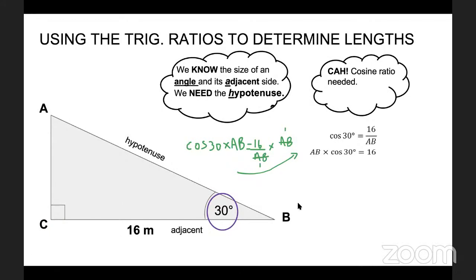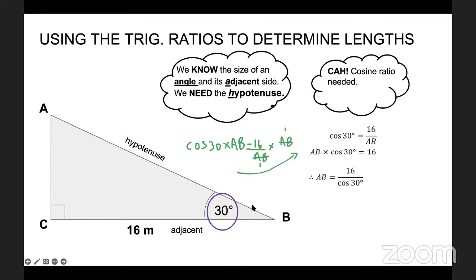So the aim is, when we're balancing, we're undoing what is being done. So as Ms. Harris just said, what is happening to AB? It's being multiplied by cos 30. So the opposite of multiplying by cos 30 is, as Danae said, divide by cos 30. So let us do that.